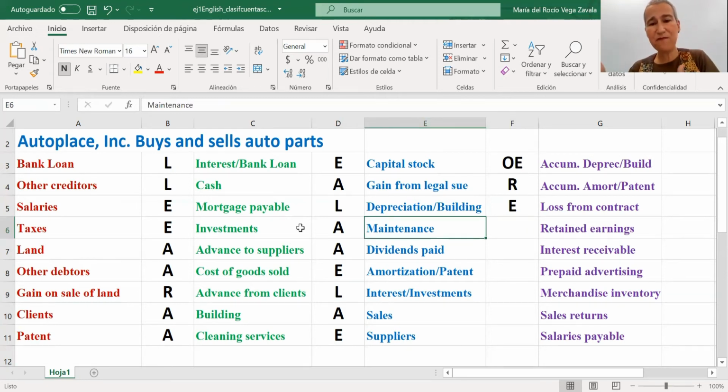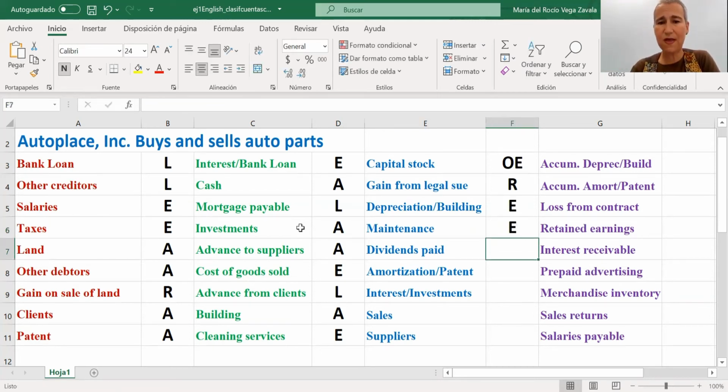Maintenance. I had to pay for the maintenance of my cars and my tunes or whatever. It's resources going out, so it's also an expense. Dividends paid. Or I should go and say, well, if it was paid, it should be an expense, but it is not.